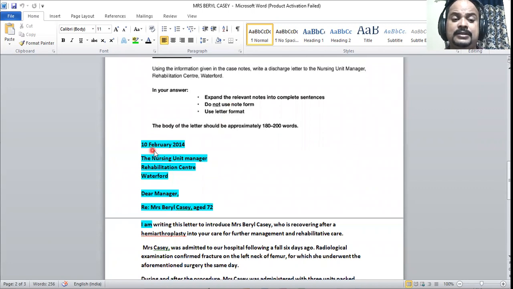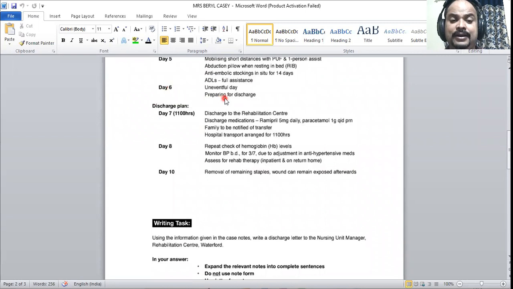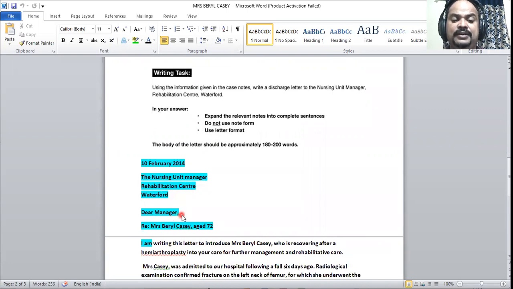Can mark that is 10 February, that is on day 6, we are writing the letter. The nursing unit manager, rehab center, Warford. Dear manager, you better write, dear sir or madam. So you can write dear manager too. So you can write dear sir or madam. You can write nursing unit manager too.